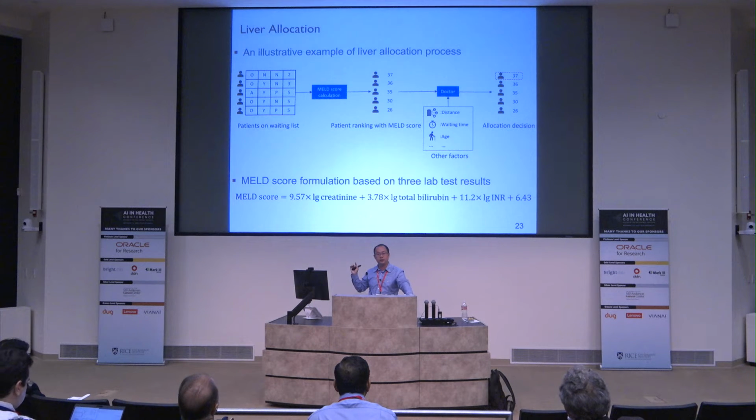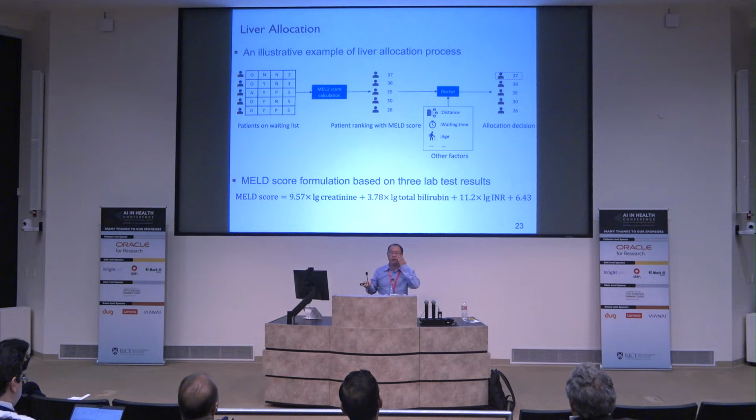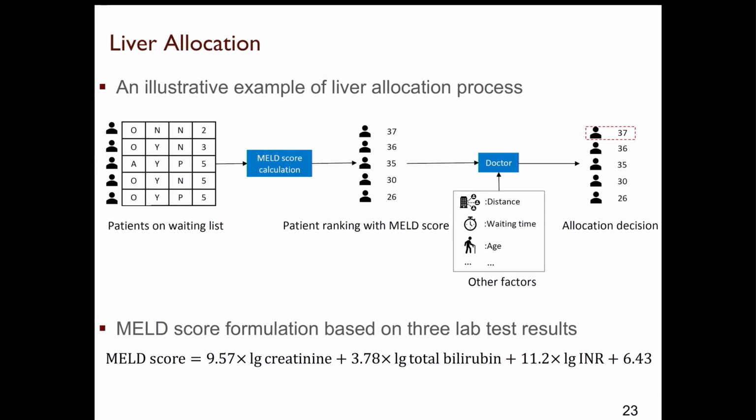For each of the patients, a MELD score will be assigned, and here is the MELD score formulation. It is just a simple linear combination of all of the lab test results. Based on the MELD score, in addition to other factors such as distance, waiting time, and age, the doctor will assign the available liver to the patient ranked highest on the waiting list. This is how liver allocation is done today.